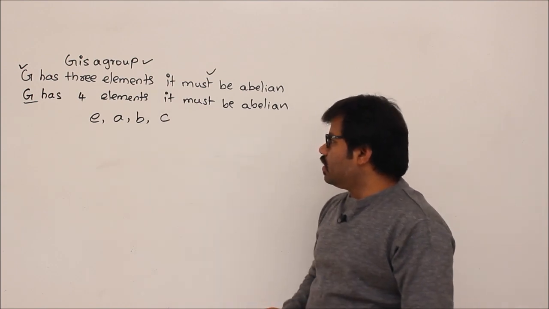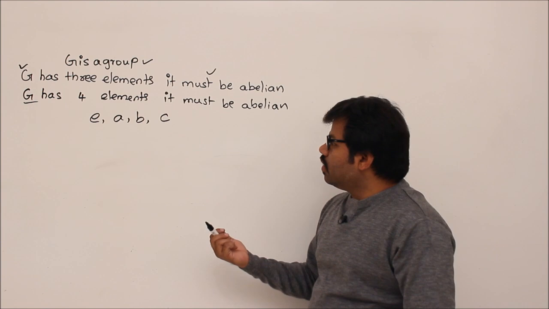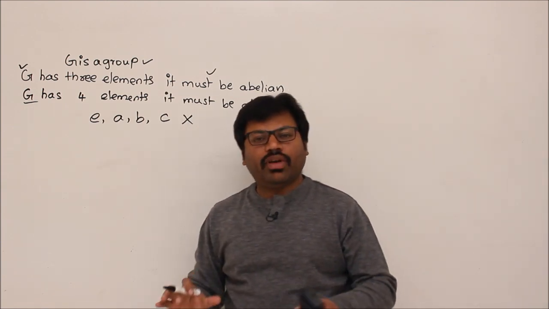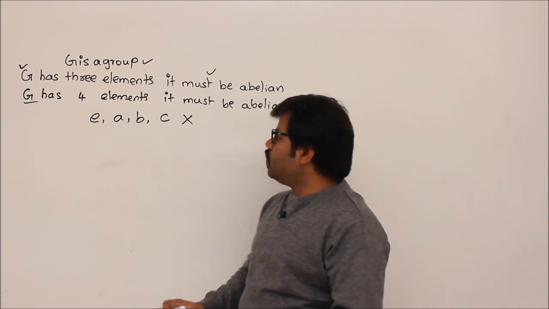We have to prove that it is abelian. Why? If it is not abelian, we go by proof by contradiction. In proof by contradiction, what do we do? First we assume that it is wrong.